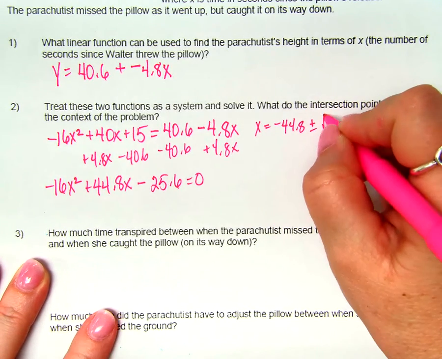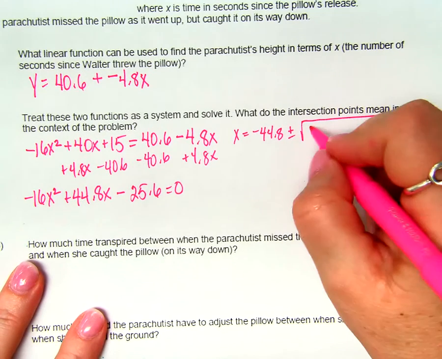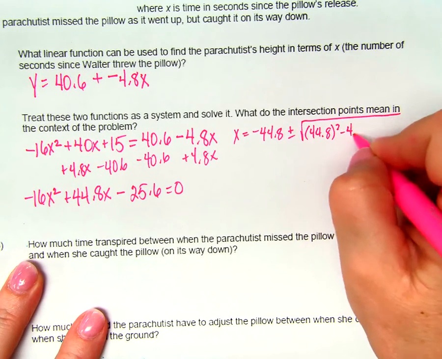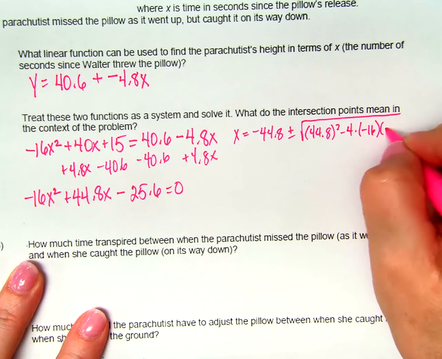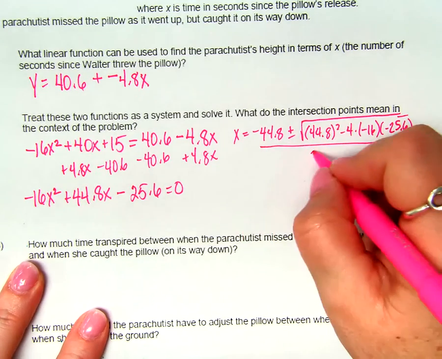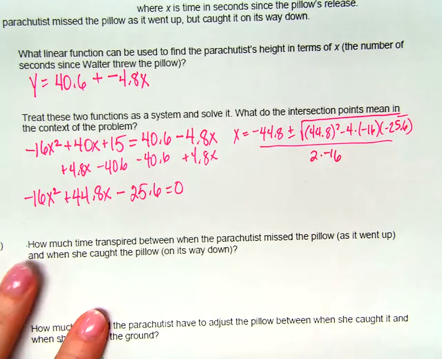plus or minus the square root of b squared minus 4ac, all over 2a.